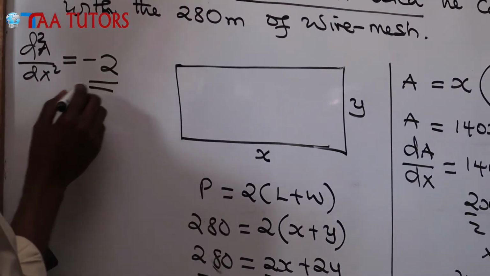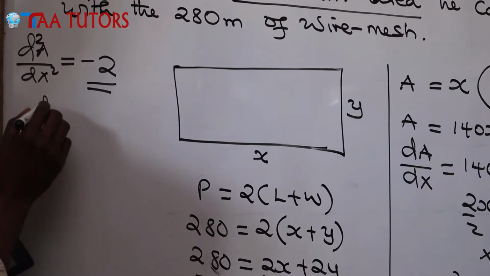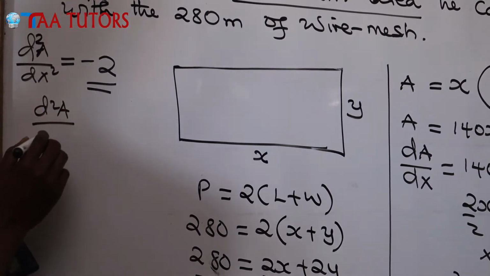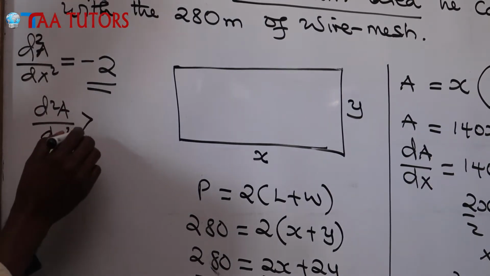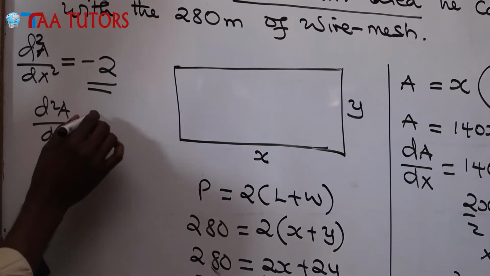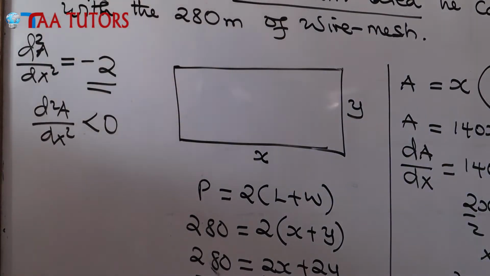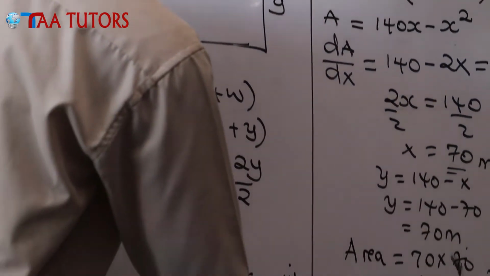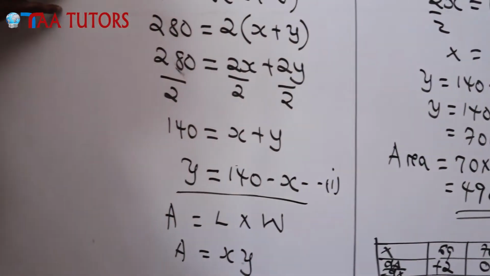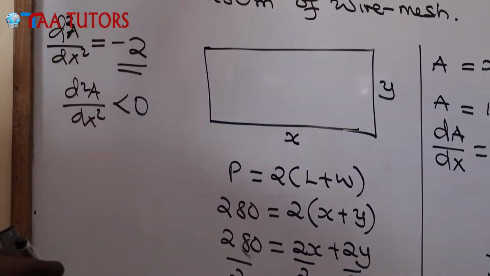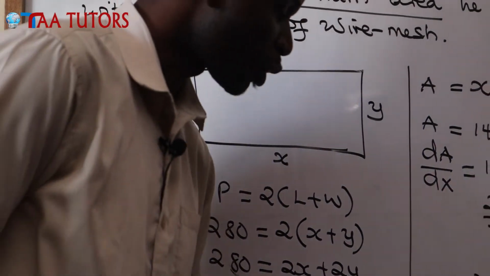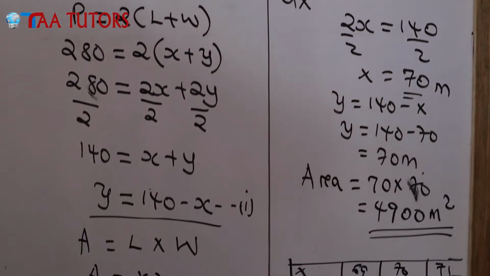So we said that if d squared A over dx squared is less than 0, then that one is a maximum turning point. So you have your neighborhood test, you can confirm, and you can also use the second derivative to confirm that. But in your exams, this is what is mostly required of you.